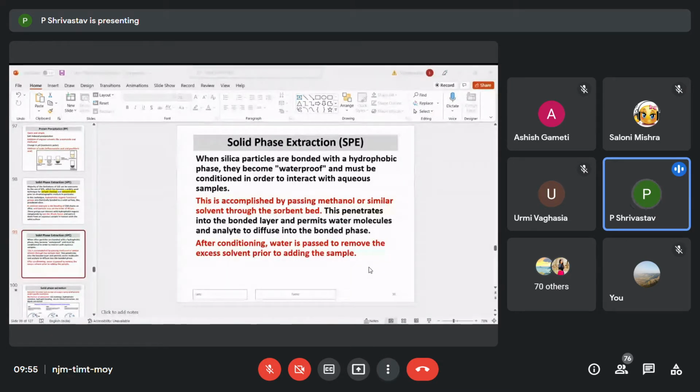But one of the limitations which we can add here is that it is slightly expensive and it involves multiple steps for complete extraction. So two limitations which we can associate with solid phase extraction are: it is relatively expensive, and second, it involves multiple steps for separation. So this is what we can associate with solid phase extraction. Now, what is it? As you can see, it has a material which we call a solid phase material, and that is essentially silica.